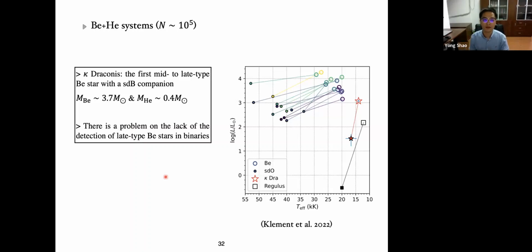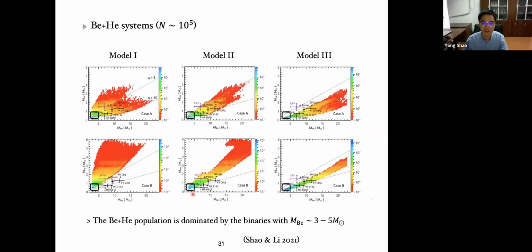So there's a problem. Why are red-type B stars in binaries very rare? This is inconsistent with our theoretical predictions.